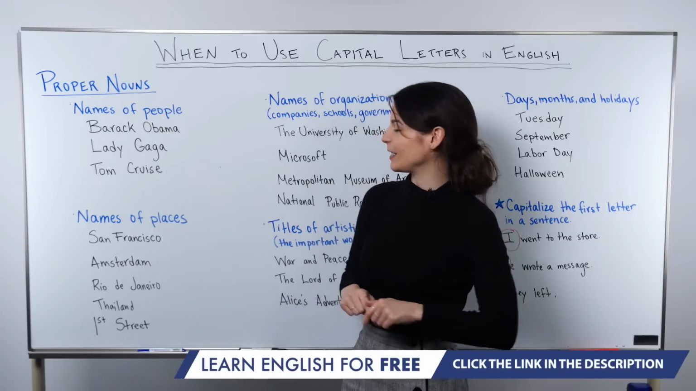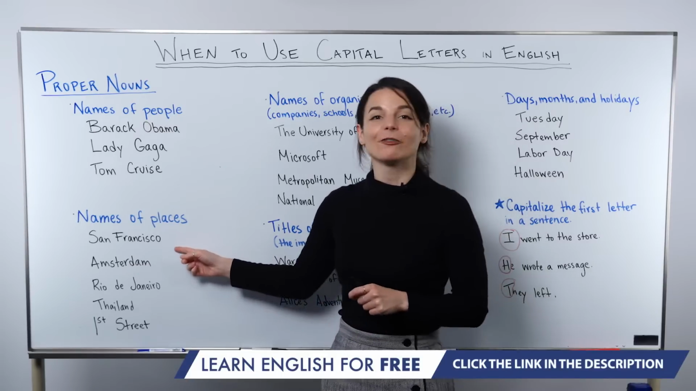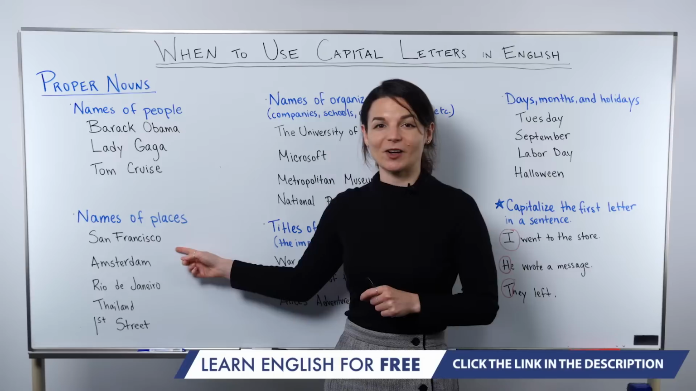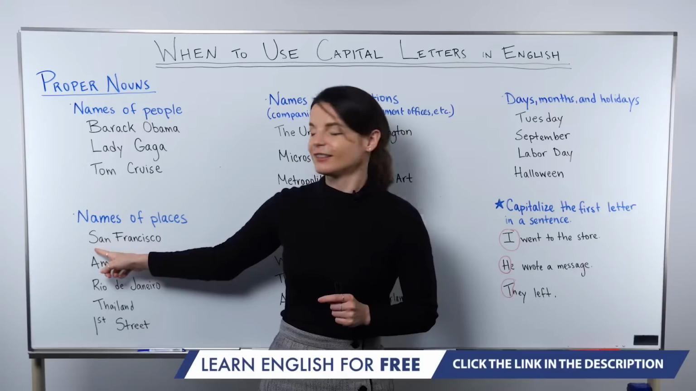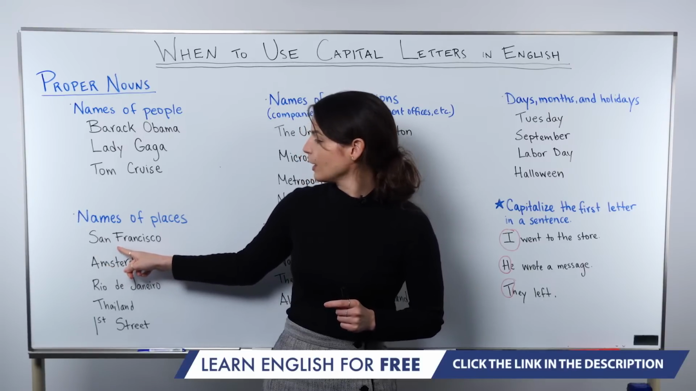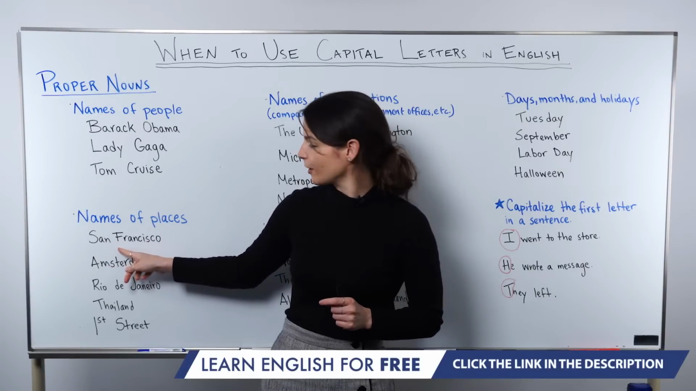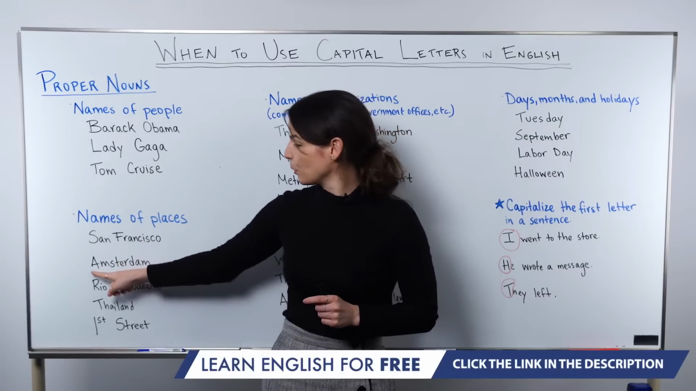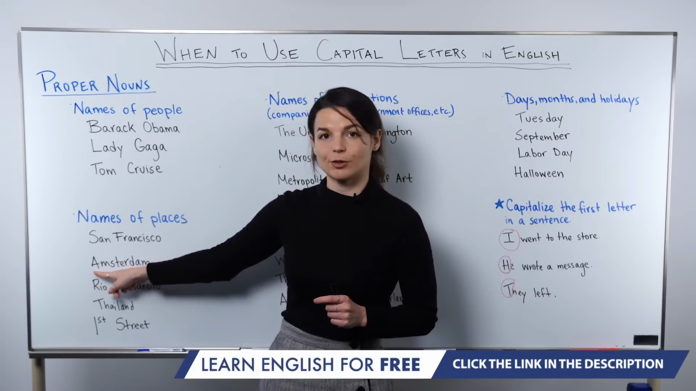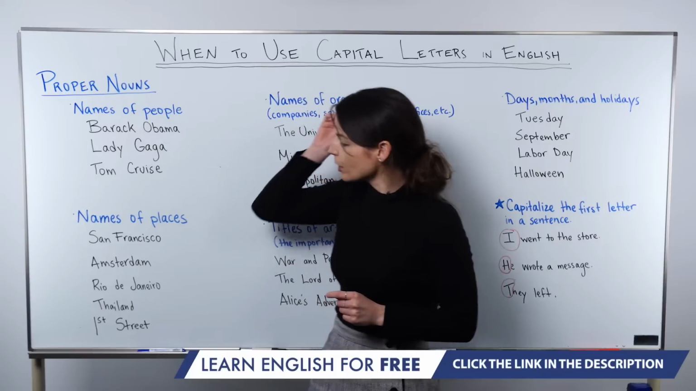So let's look at some examples. First, San Francisco. San Francisco. This is a city name. So the S in San and the F in Francisco get capitalized. San Francisco. The next one, Amsterdam, is a city name as well. We put a capital A in Amsterdam. Next, one more city name.